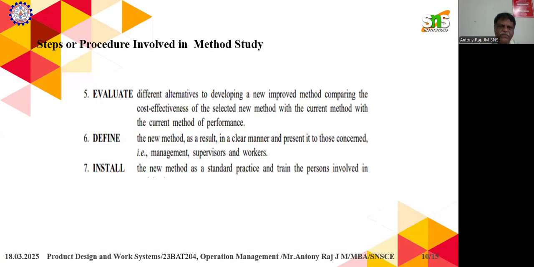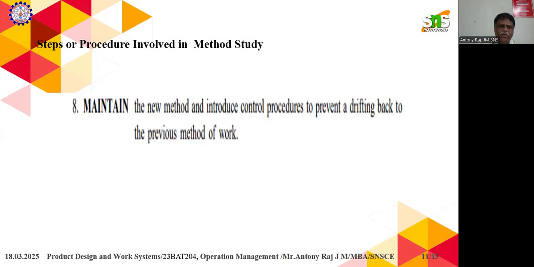The fifth is to evaluate different alternatives to develop a new improved method, comparing the cost effectiveness of the selected new method with the current method of performance. Then define the new method clearly and present it to those concerned, that is the management, supervisors, and workers. Then install the new method as a standard practice and train the persons involved. The final step is to maintain the new method and introduce control procedures to prevent it drifting back to the previous method of work. These are the overall steps involved in method study.